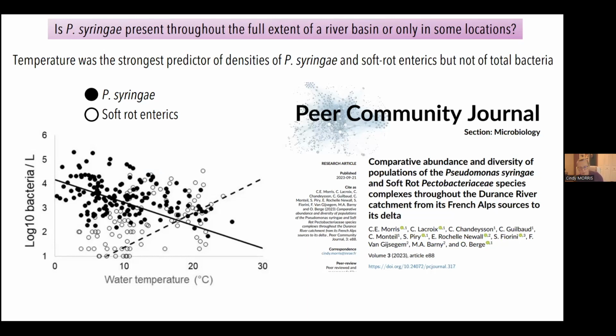If you want to read the details, I'm just going to give a plug for this new journal system in France, this Peer Community Journal, which is very open access, with no publication cost. All the participants participate in all the steps of the editorial process and reviewing. And that's where we published it. You can find that on the internet.